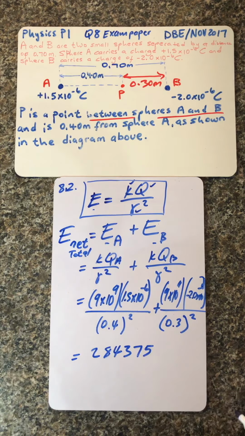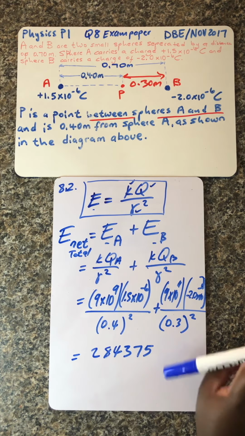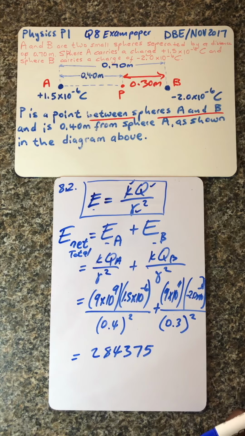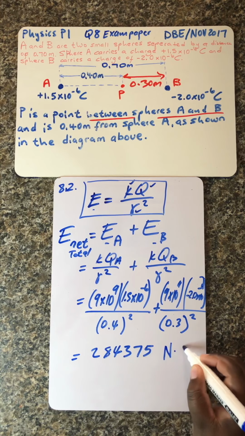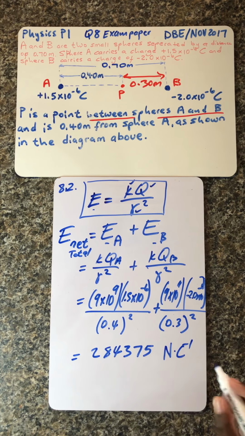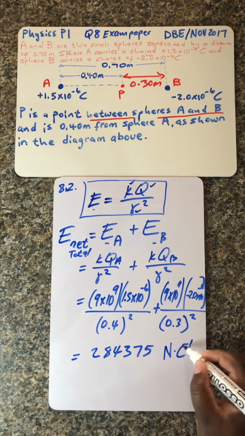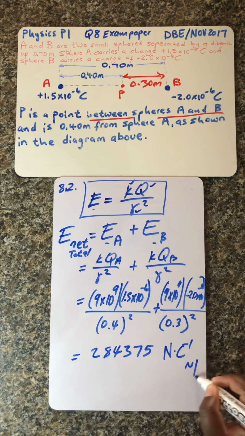284,375. I'm not sure if you also got the same answer, guys, but if you punch all of that correctly, you should be able to get that answer. Okay, so now there's a way in which you can write this answer in scientific notation. So remember, the unit for this is Newton per Coulomb. You can write it as N.C to the power minus 1, or as Newton per Coulomb. It's one and the same thing.